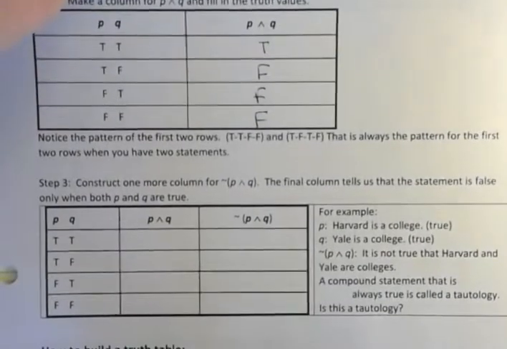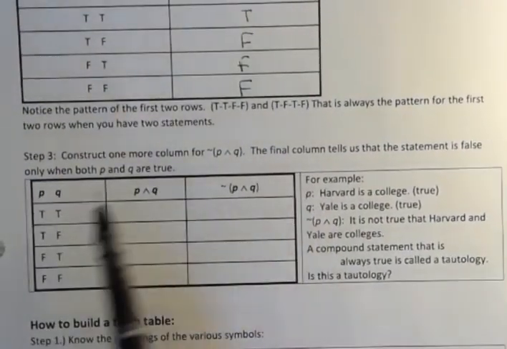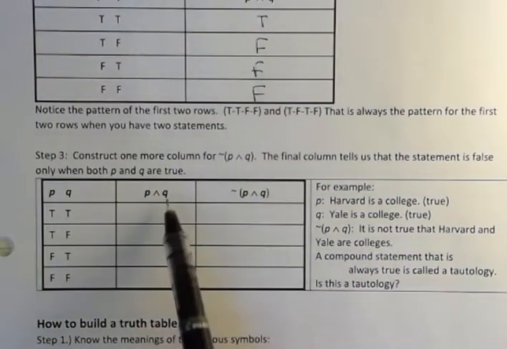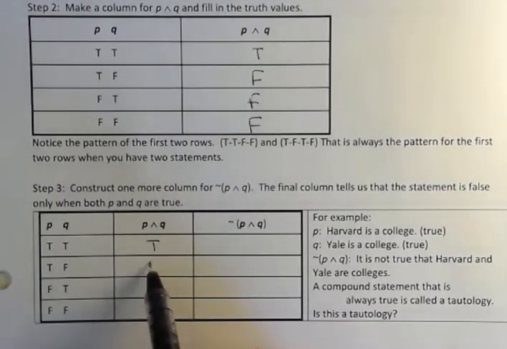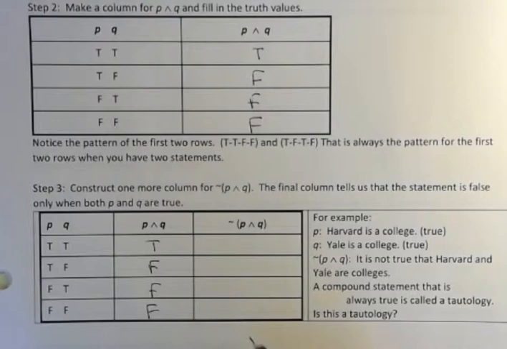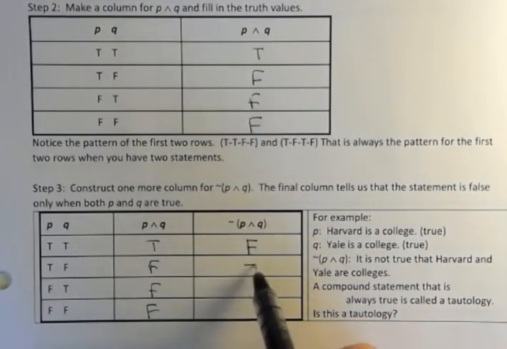So what I do in my truth table, and I've kind of done it in parts, is to start off with the P and Q statements, and then I make my P and Q, which I just did: true, false, false, false. And then I negate that because I'm saying the opposite of whatever I got there. And that makes false, true, true, true.